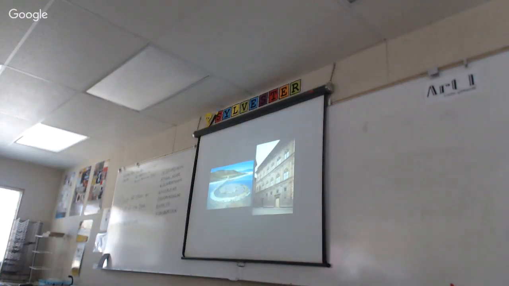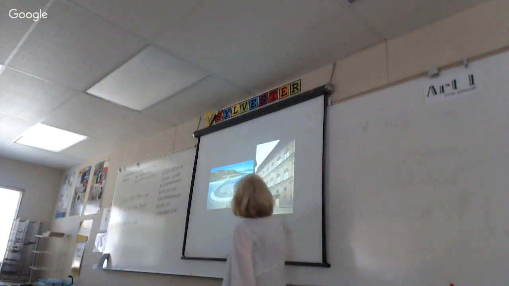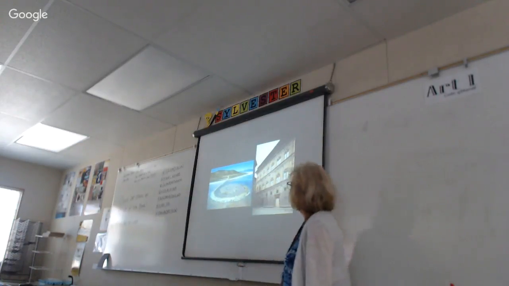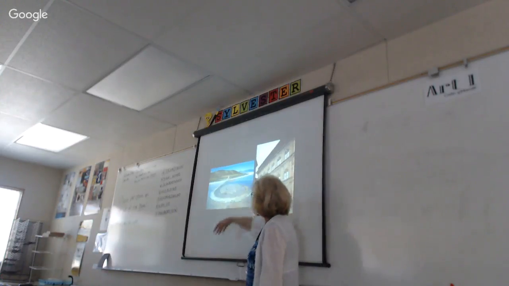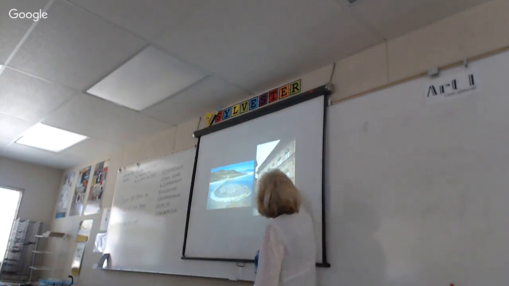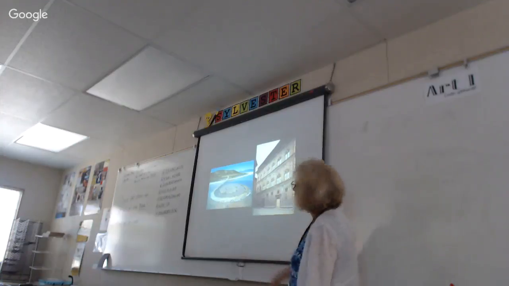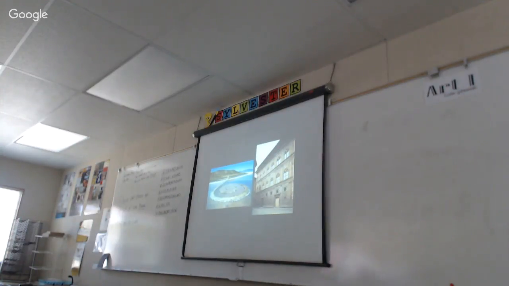This is another example of line. This is the Spiral Jetty, from the abstract for the global contemporary painting. And then you can see we have a very linear feel to this Renaissance building that you would find in Florence. So line is very important.